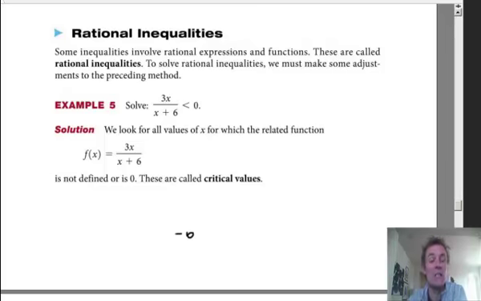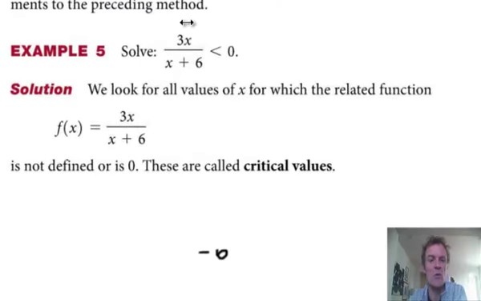Okay, rational inequalities. A little bit harder than polynomial inequalities. Okay, so here's a rational inequality. Now then, how to solve it? We look for all values of x for which the function, this, is not defined or is 0. Now when we say not defined, of course we mean denominator equal to 0.